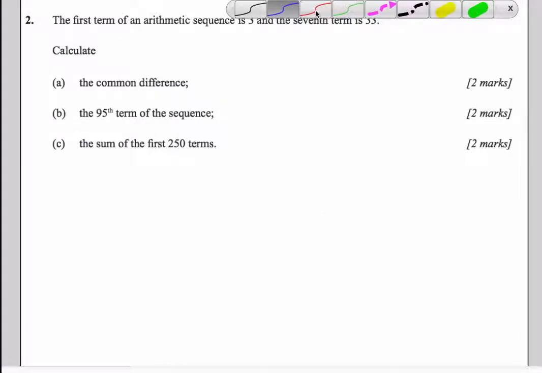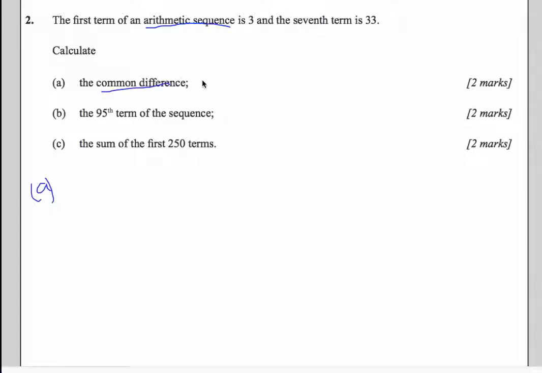So on our next example, we have an arithmetic sequence, which means it's going up by the same amount each time. We're asked to find the common difference, or d. And we know the first term is 3, and then the seventh term is 33, so it's the first term, second term, third term, fourth term, fifth term, sixth term, seventh term is 33.